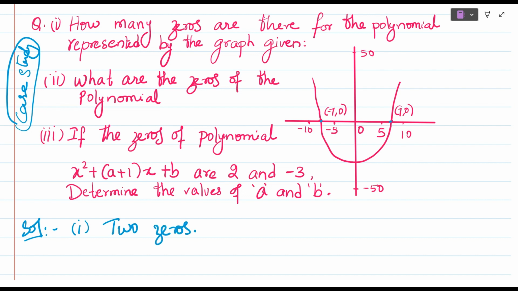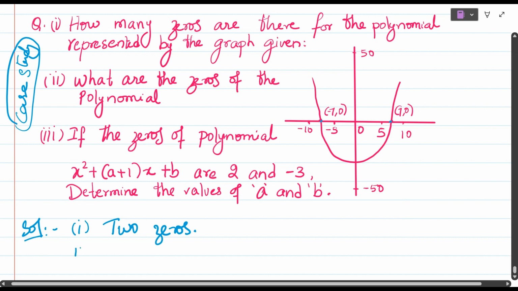So if the graph is touching the x-axis, how many points? 2 points. So it is having two zeros. Is it clear, students? Then what are the zeros of the polynomial they are asking? See, at what points is our graph touching the x-axis, students? They have given minus 7 comma 0 and 7 comma 0. Okay. So what are the two answers? Plus 7, minus 7. This means x is equal to 7 and also x is equal to minus 7.